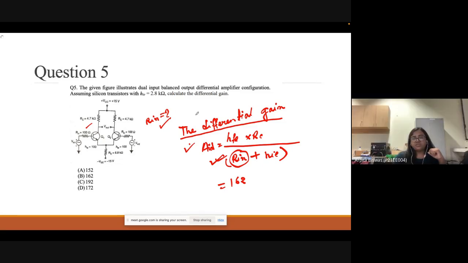Okay. Because here is the simple way: AD equals HFE into RC by RN plus HIE. The given value RN is given here, so you can directly put the value of RN, which is 100, and the HIE value is given here, 2.8 into 10 to the power 3, and the RC value is also given, 4.7 into 10 to the power 3. You can recheck it. And what is the value of HFE? I think 100. Yes, it is given here. So if you calculate, then the value of gain is 162.